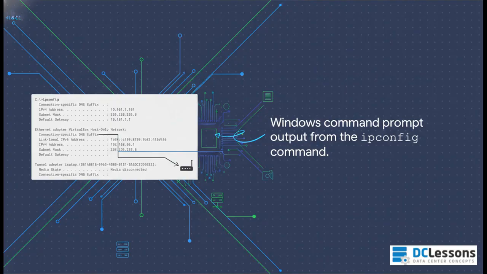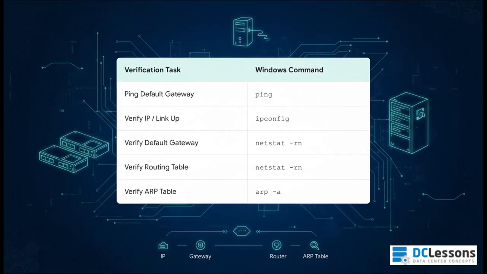So what if you're living in a Windows world? No problem. The process is almost identical. The ipconfig command is your best friend here. It gives you a nice, clean breakdown of the IP address, the subnet mask, and of course that all-important default gateway. So here's the command list for Windows. And the big takeaway is pretty clear, right? It doesn't matter if it's Linux or Windows. The core principles of checking the IP, the gateway, the routes, and the ARP table, that stuff is universal.